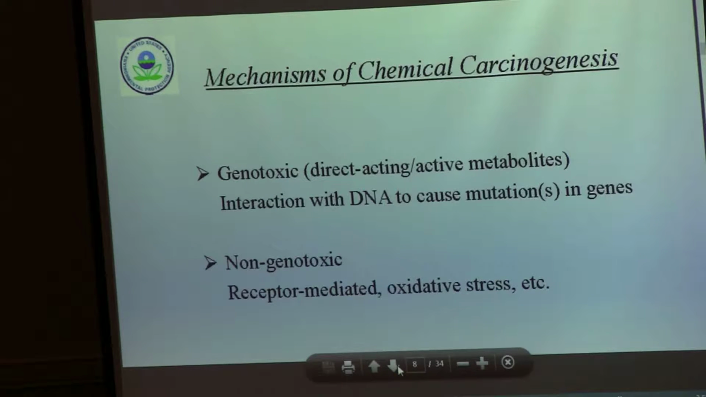Chemical carcinogens can be broadly classified as genotoxic and non-genotoxic carcinogens. Genotoxic carcinogens can interact directly with DNA, so they are also called DNA-reactive carcinogens. On the other hand, the non-genotoxic carcinogens don't interact directly with DNA, and some of them act through, for example, receptor binding or oxidative stress.